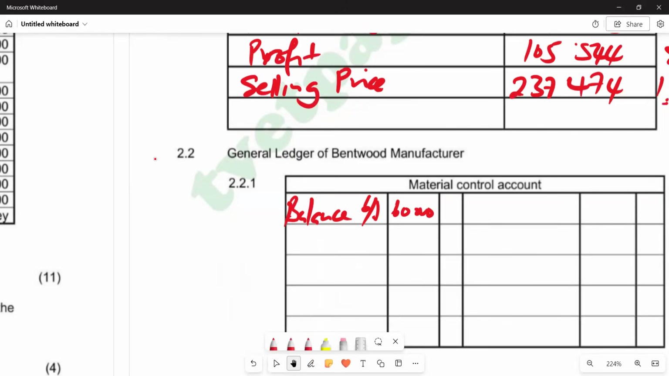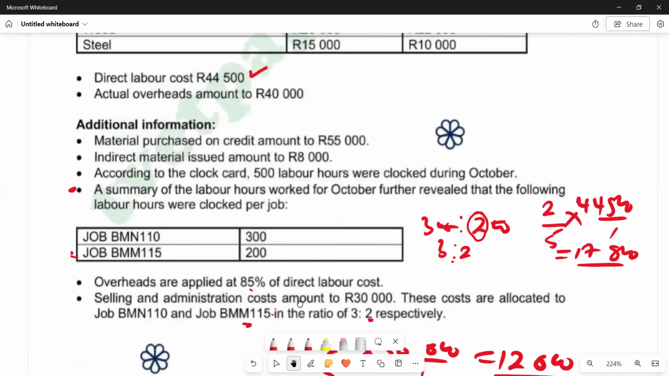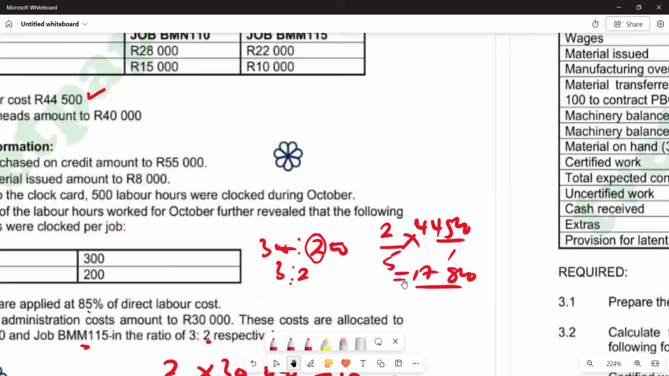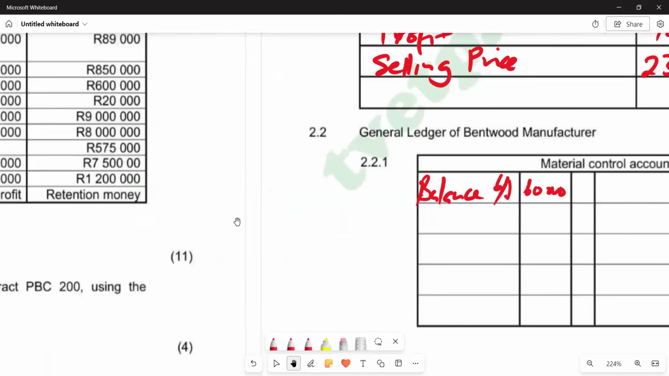Then obviously we can look for other elements that we have in the question that we need to put in that material control. If you come here, you see that the first point is saying material purchase on credit amounted to 55,000. This is a purchase on credit, which means there's a creation of trade payables, which are creditors. So we can go and enter that one. Whenever we purchase, we are going to debit the material control. So we come here and we are saying creditors control, and the amount is 55,000.